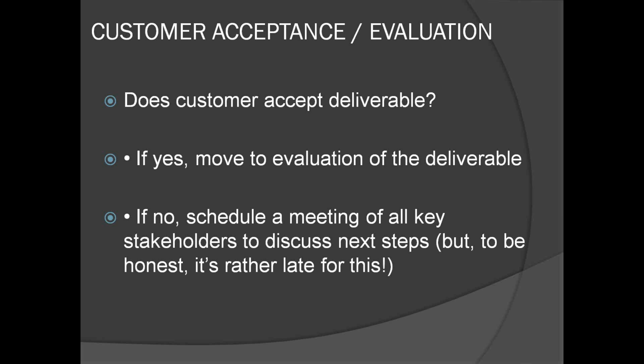So under customer acceptance and evaluation, does the customer accept the deliverable? If yes, then you just move on to the evaluation of it. If no, then you obviously need to schedule a meeting with all the key stakeholders and discuss next steps. Do we need to go back and do this all again? At this point, obviously, it's rather late because you should have been doing this during the process, but if what you deliver is not good enough, then how do you go back and fix that? Hopefully it's a yes if you've done everything properly, but there's been times where things are not up to standard, and it happens. So it's either a yes or a no.